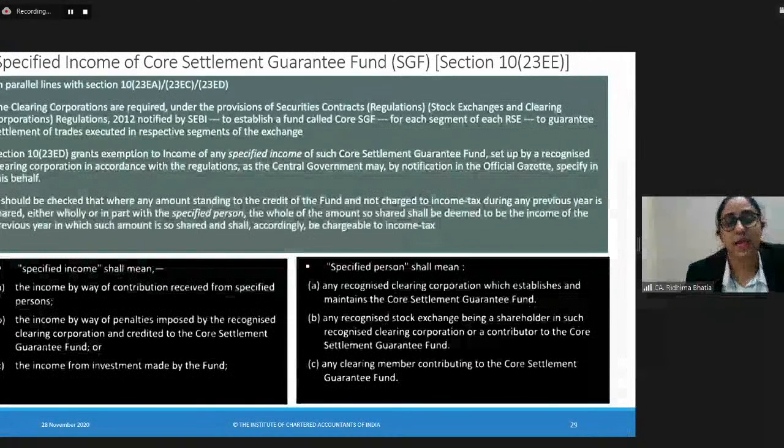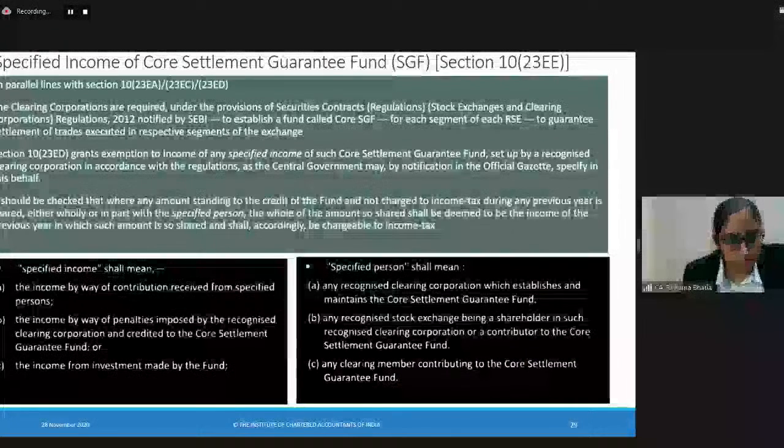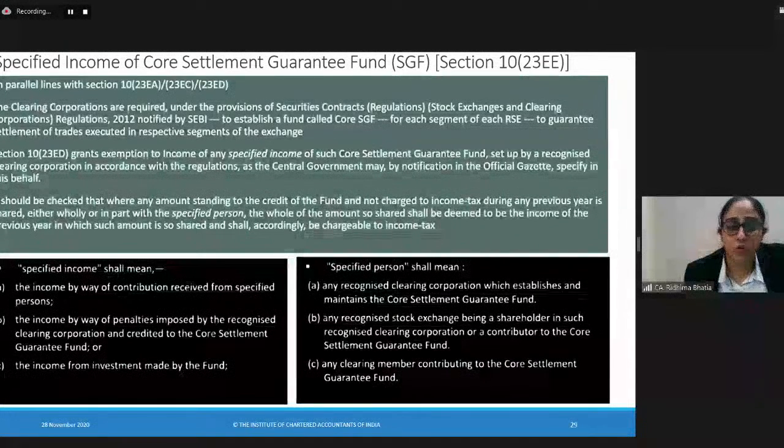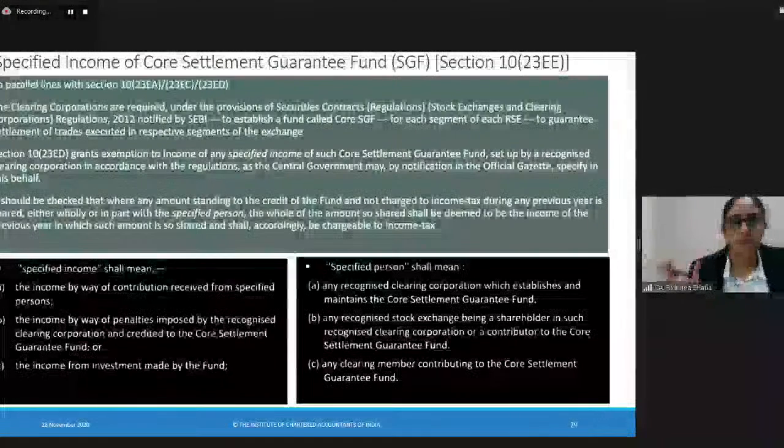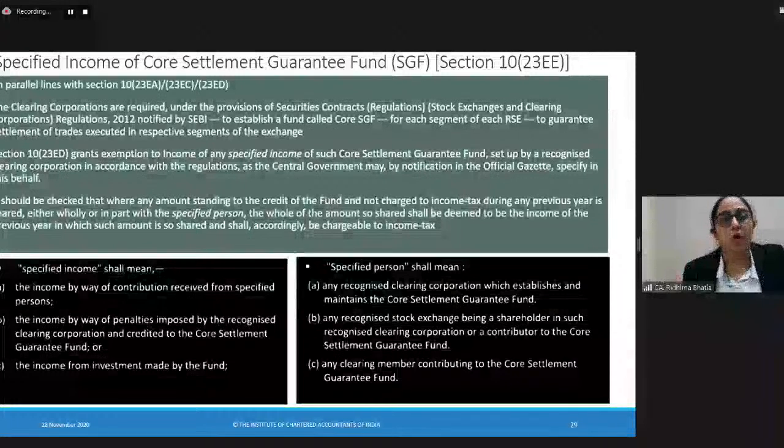Core settlement guarantee fund का income क्या होगा? The contribution which they have received from specified persons, any penalty amount which they receive, any income from the investment this fund has done from the accumulated balance they have, all of these income would be exempt.